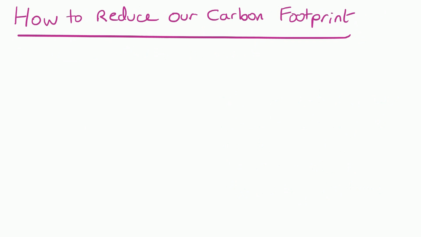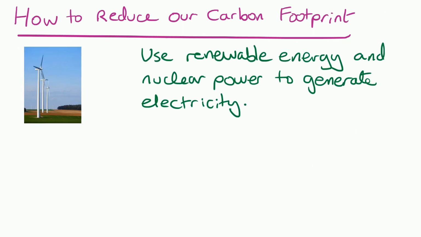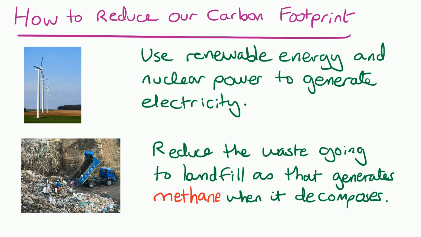So given that we should be trying to reduce our carbon footprint, how can we actually go about it? Well, using more renewable energy and nuclear power to generate electricity will mean that less coal and oil is being burnt in a power station to generate that electricity, and that would reduce the amount of carbon dioxide going into the air. We could also reduce the amount of waste that goes to landfill, because when that decomposes, that also generates methane, which is another harmful greenhouse gas.